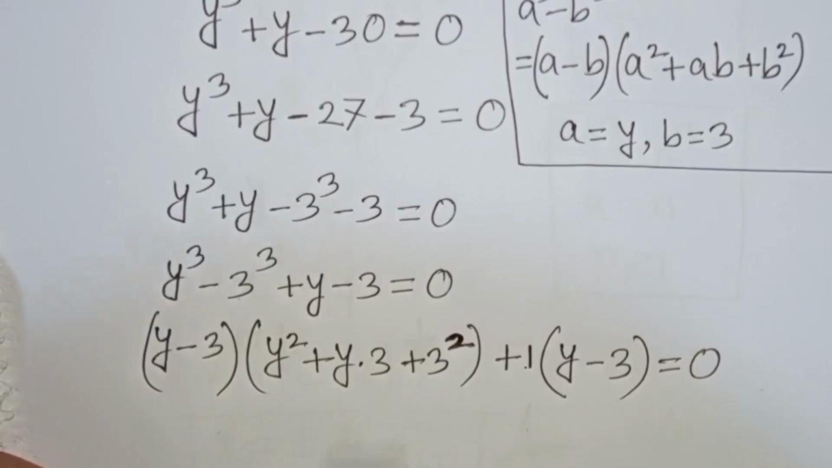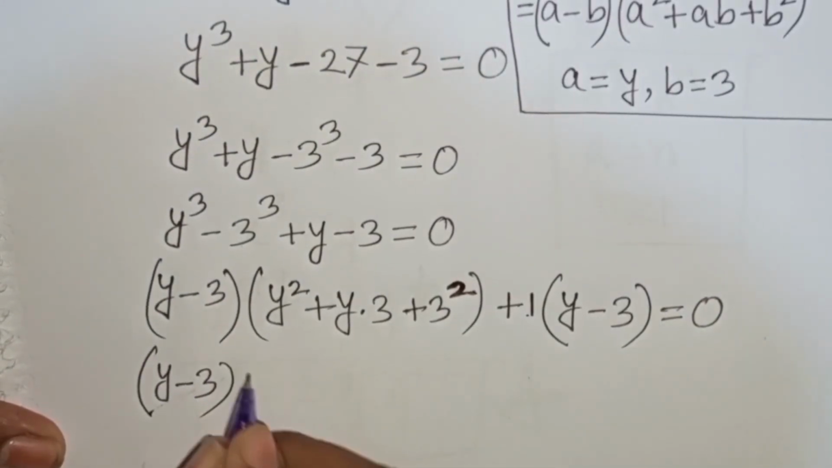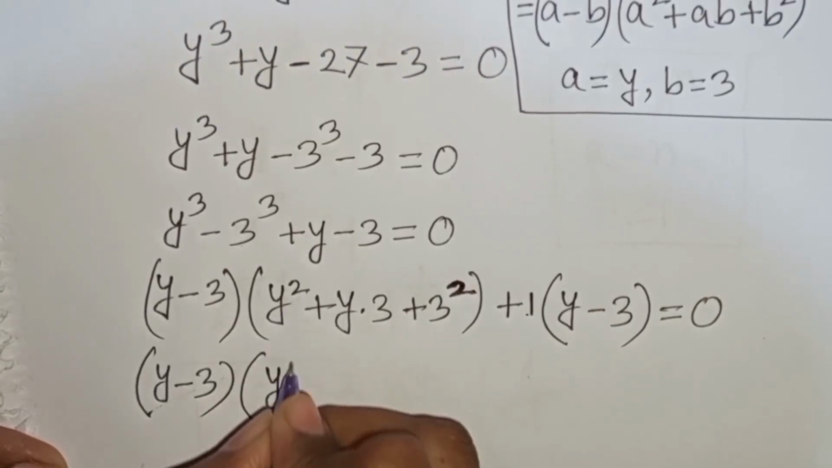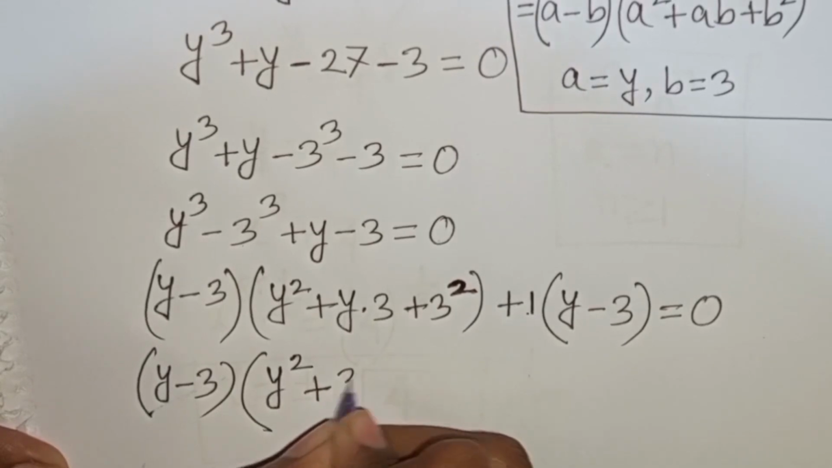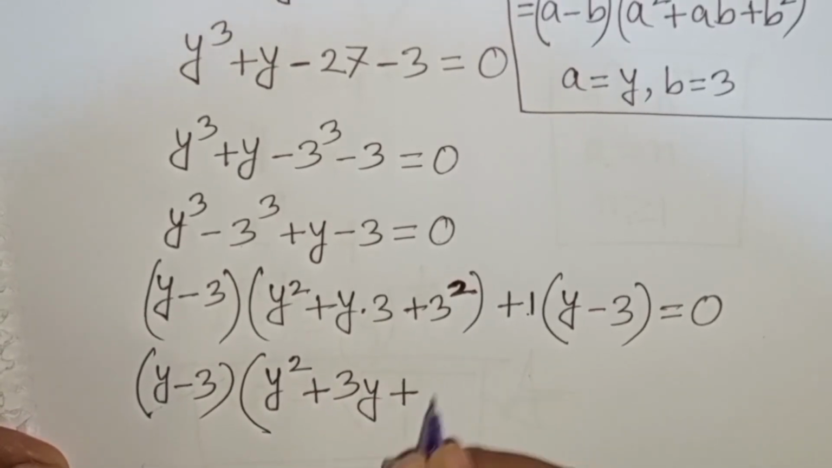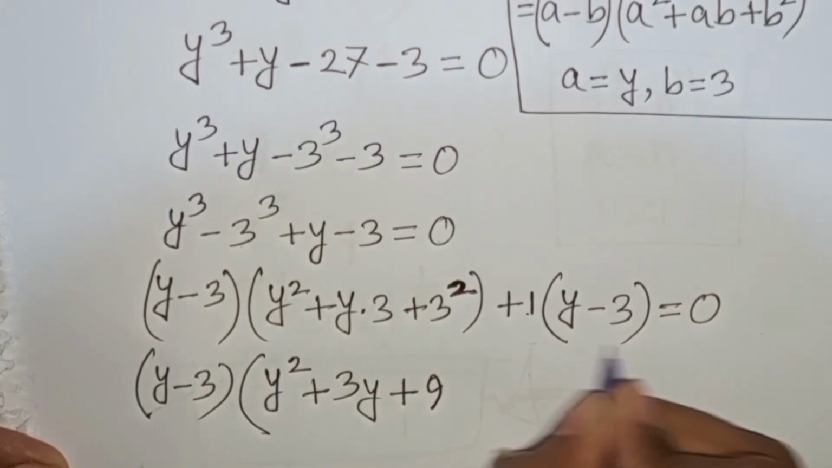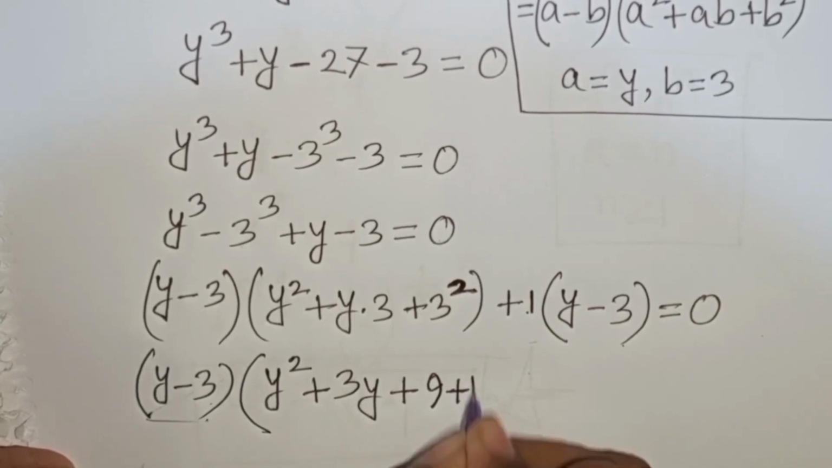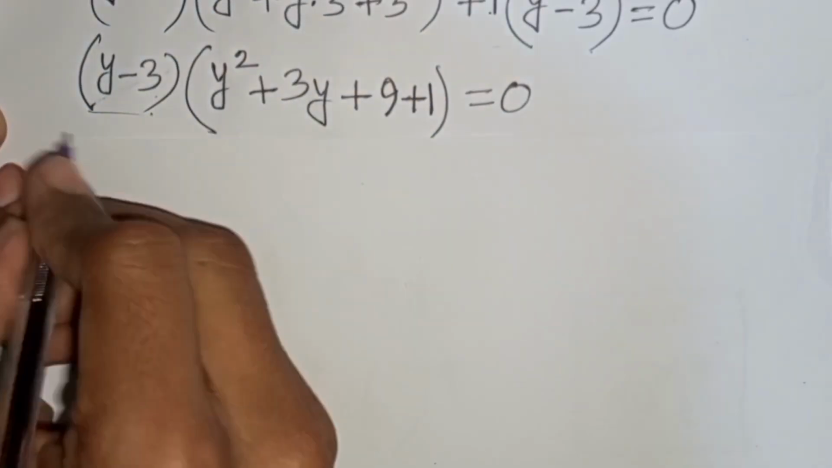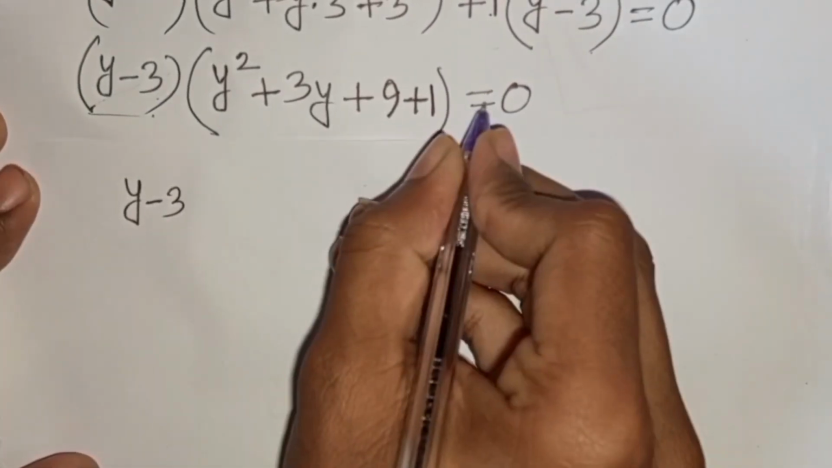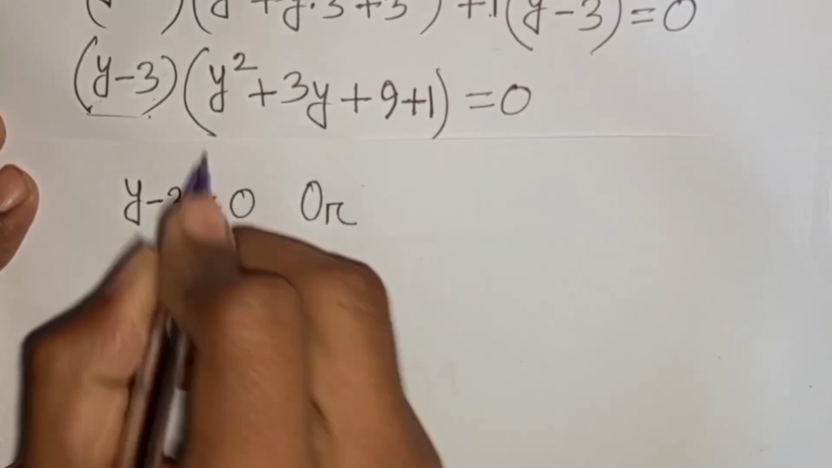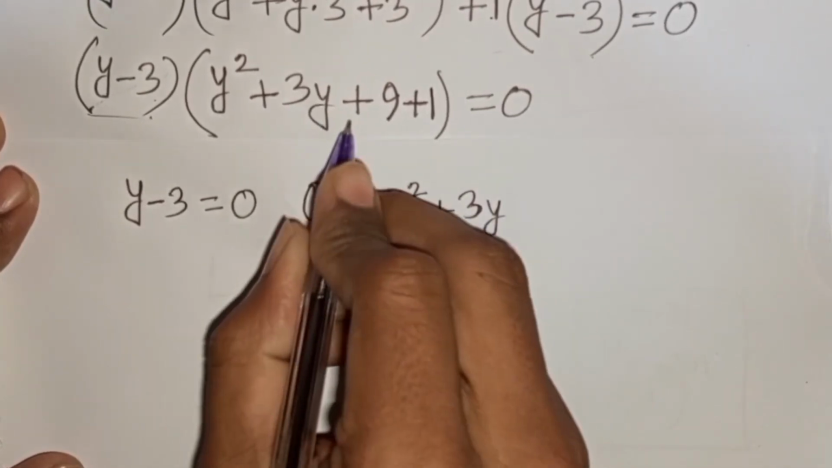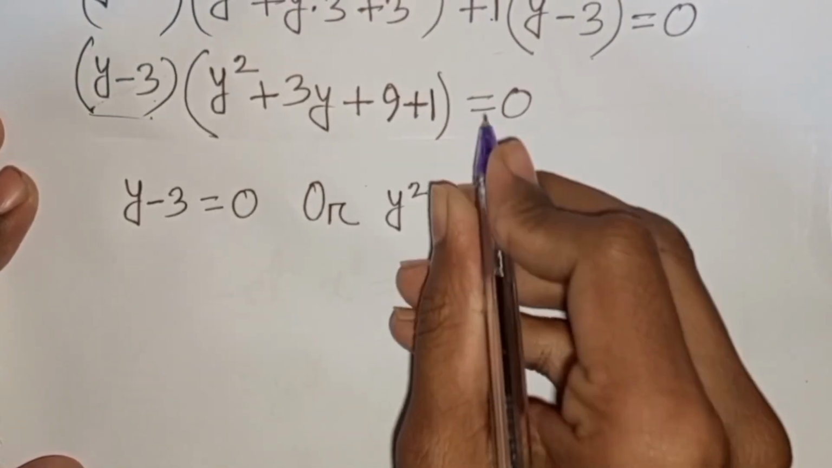Now we see y minus 3 is common, so take common y minus 3, so bracket y minus 3 is out of this bracket. So this divided by this, that means y minus 3 will be cancelled, so we have y square plus y times 3, that means 3y, plus 3 square is the same as 9, then this divided by this, that means this y minus 3 will be cancelled, so here plus 1, then bracket close is equal to 0. Now we can write here y minus 3 is equal to 0, or y square plus 3y, then plus 9 plus 1, that means plus 10, is equal to 0.